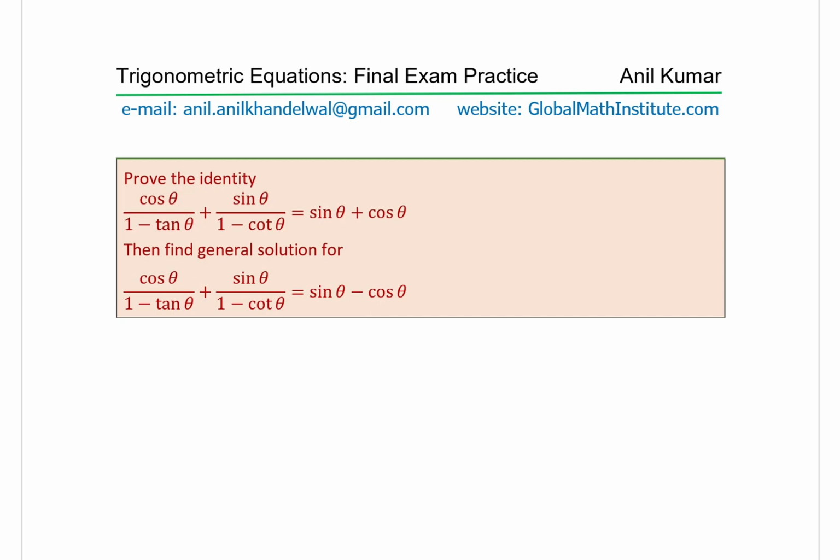The question here is, prove the identity cos theta divided by 1 minus tan theta plus sine theta divided by 1 minus cot theta equals sine theta plus cos theta. Then find the general solution for cos theta over 1 minus tan theta plus sine theta over 1 minus cot theta equals sine theta minus cos theta.